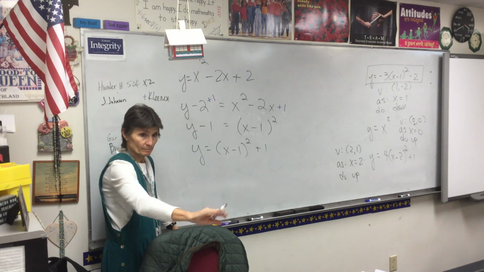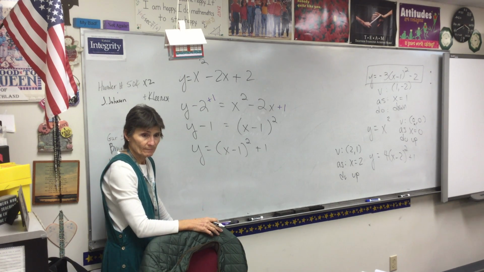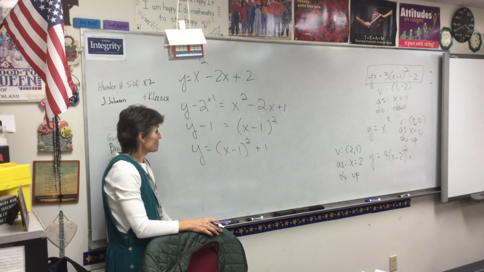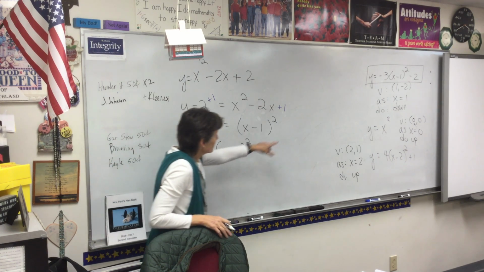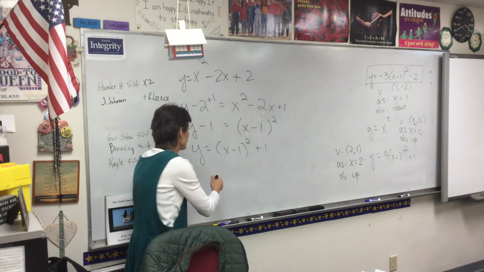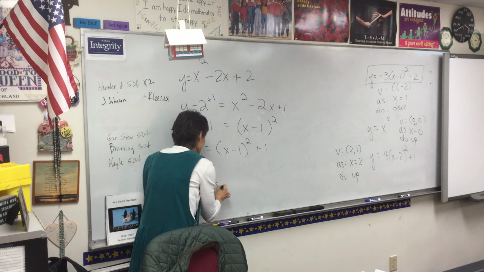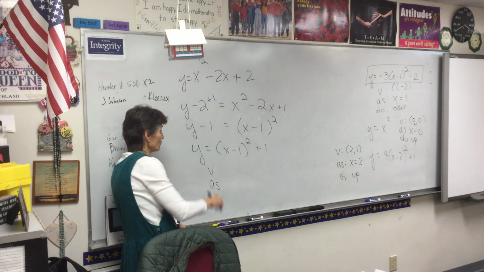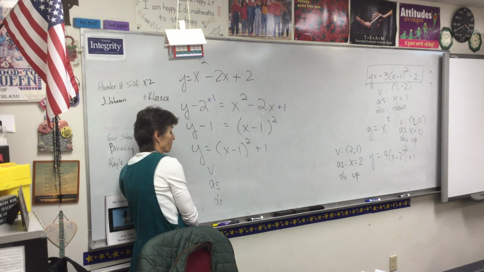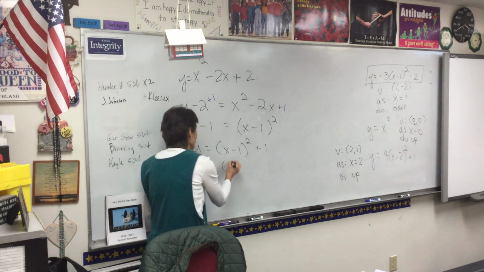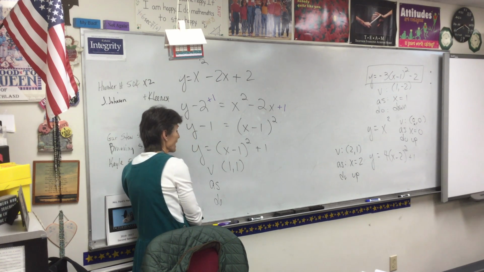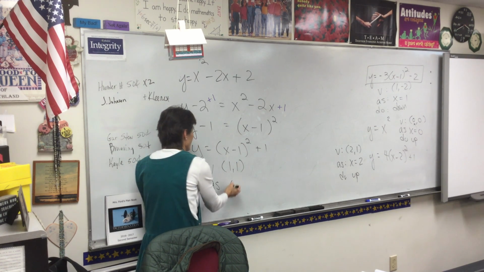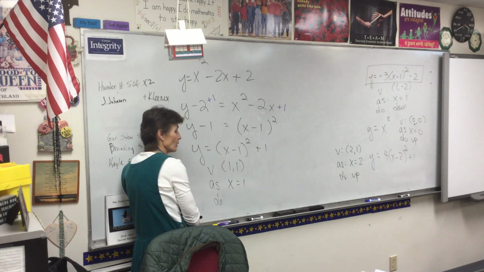Now, put that down. You don't need that on now. We're all done. X minus 1 squared plus 1. Looks like that. So you should be able to tell me my vertex, axis of symmetry, and direction of opening. What's my vertex? 1, 1. What's my axis of symmetry? X equals 1. Opens up.